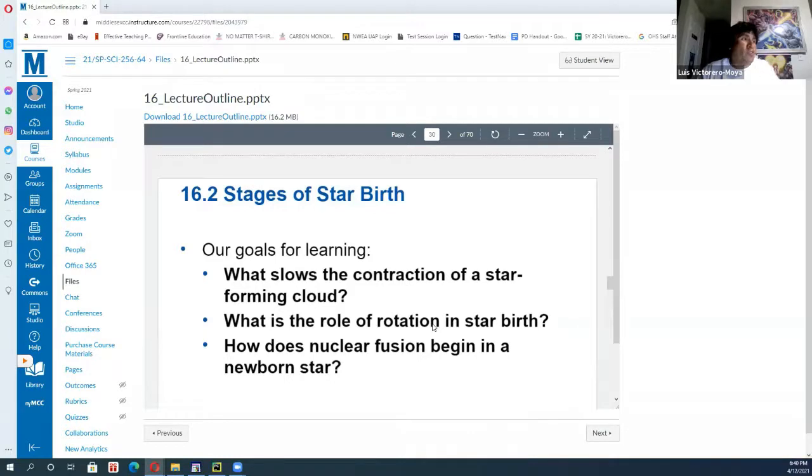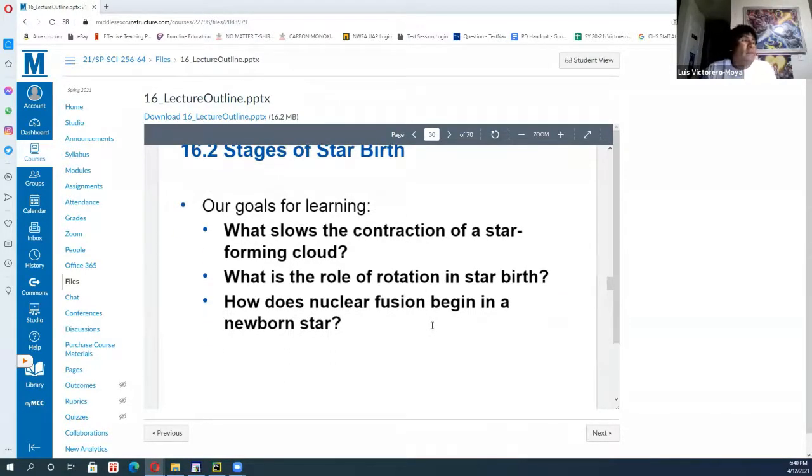Now we're gonna go to the stages of starbirth. Now we're gonna be analyzing the slow contraction of a star forming cloud, because there's a point where the cloud starts slowing down as it contracts. And then we're gonna see how important rotation is for the birth of a star, and how nuclear fusion begins.